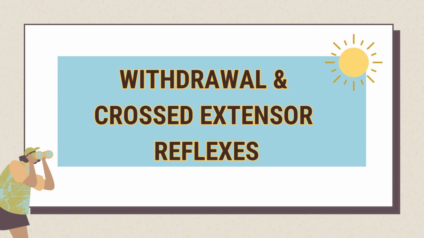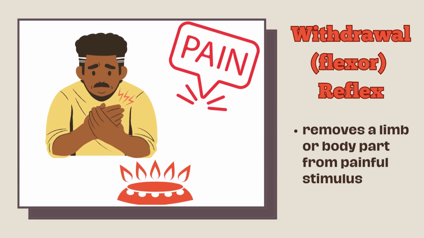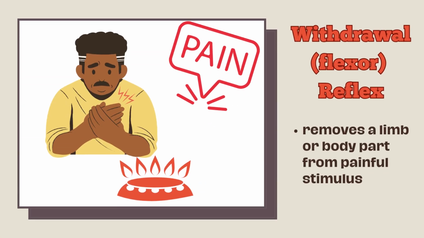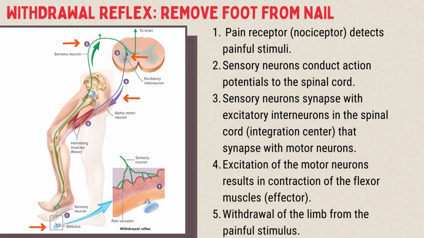Now let's learn about two more reflexes, the withdrawal and the crossed extensor reflex. When we touch a hot stove, it causes a reflex that results in us jerking our hand back away from the heat. This is called the withdrawal or the flexor reflex. We will be using removing the foot away from a nail as an example of the withdrawal reflex.